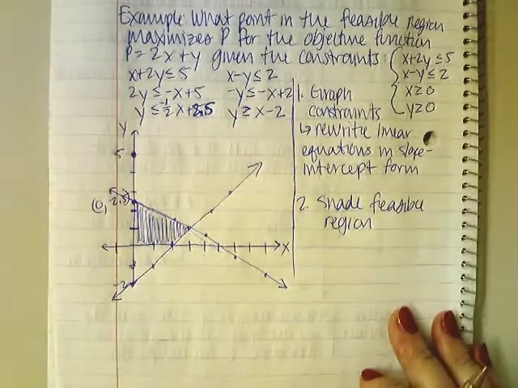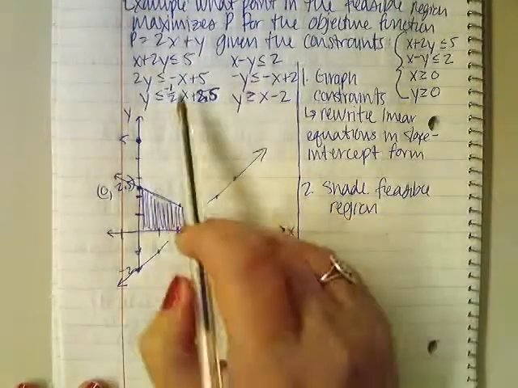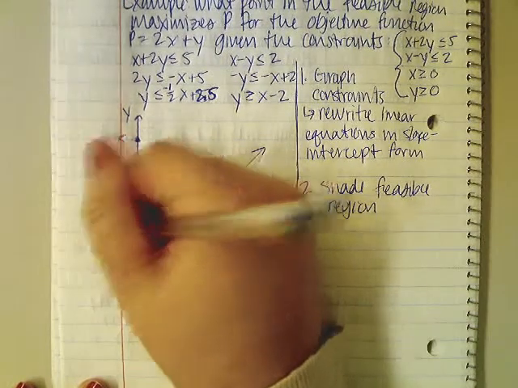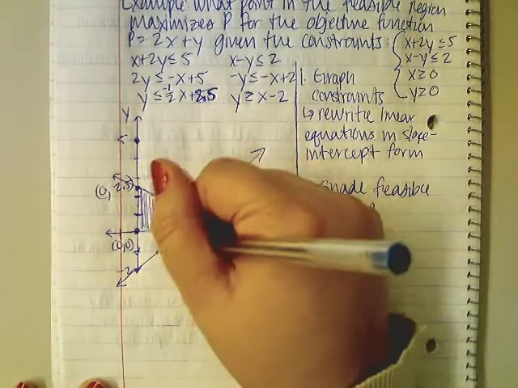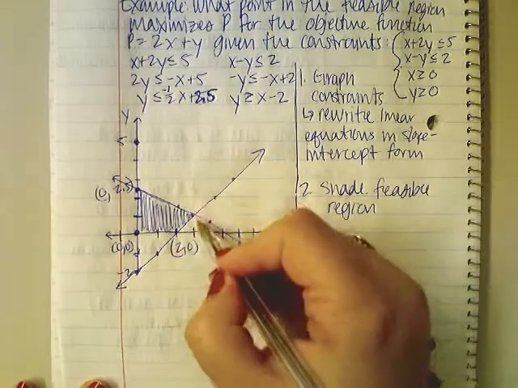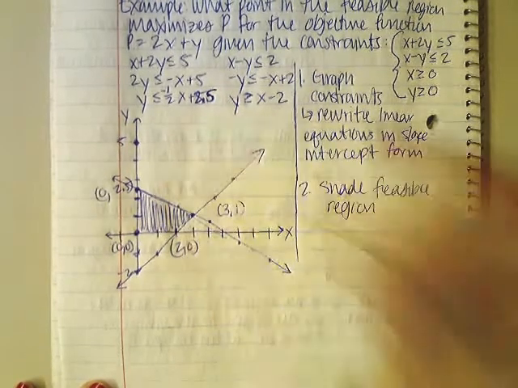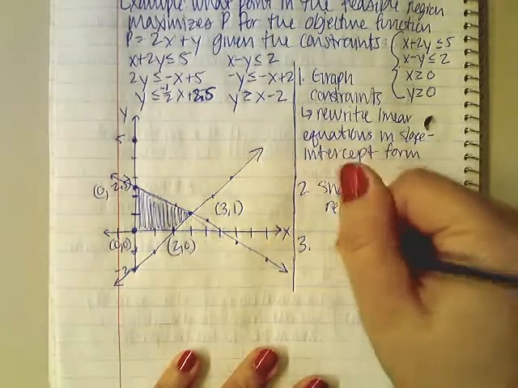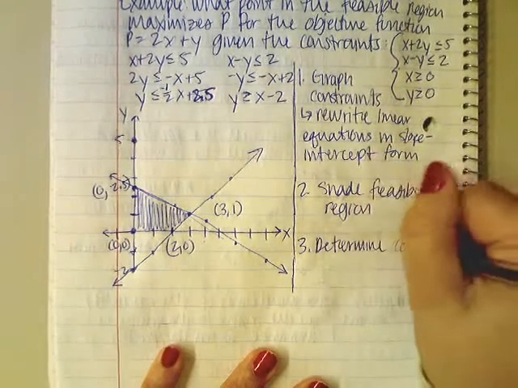And now that I've done that, I know based on the key point we previously mentioned that my maximum for P is going to be at one of these vertices, where one of these intersects. And so they're going to be at 0, 0, 0, 2.5. This one is at 2, 0, because it's my x-intercept. And this one I can see they intersect at 3, 1. I graphed precisely enough to be able to figure that out. So step 3 is determine the coordinates of your vertices, which is what we were just doing.